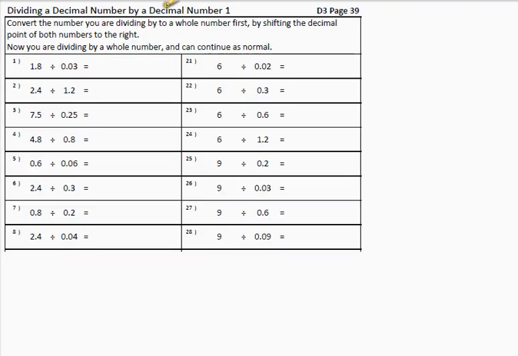Now, dividing a decimal by a decimal. Now, as I said before, we already know if we think of what is 18 divided by 3. We already know that answer is 6. But how would that answer be? And we're certainly not going to guess.